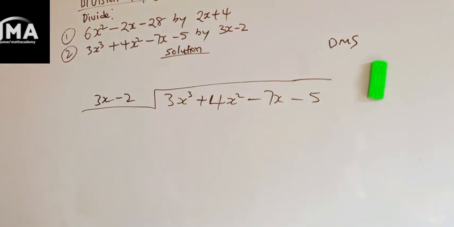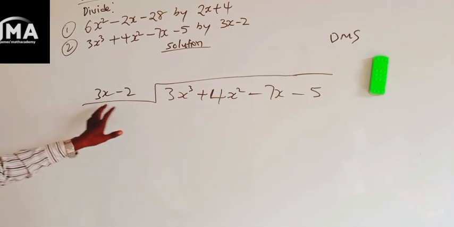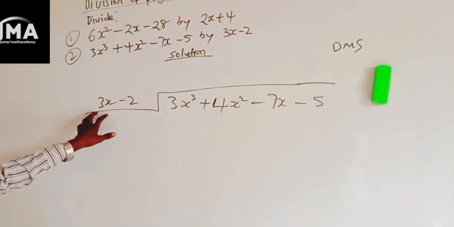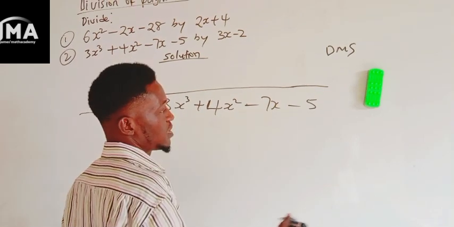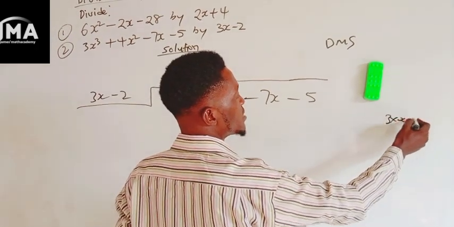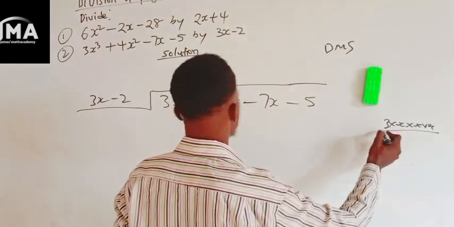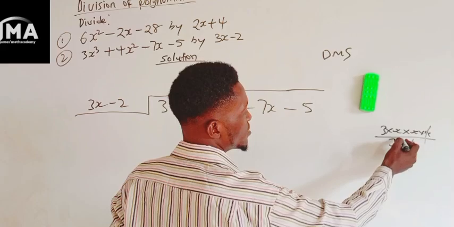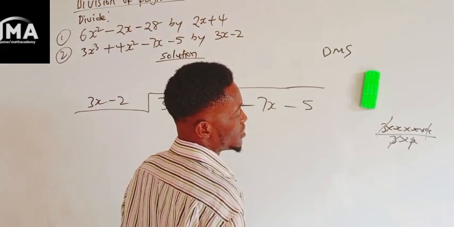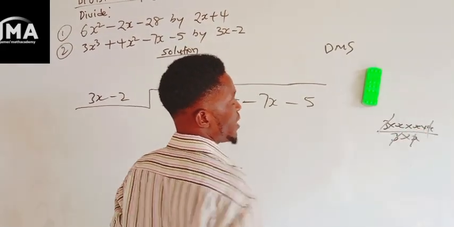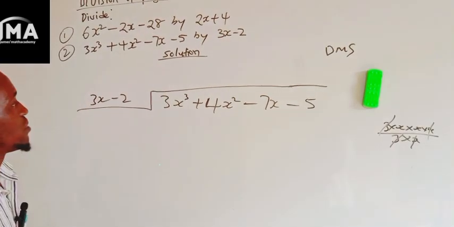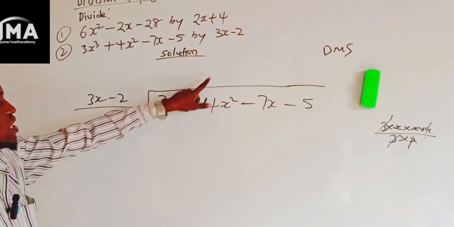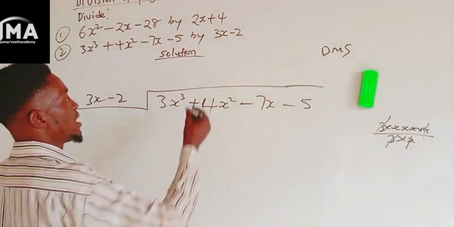So the first thing is to divide 3x cubed by 3x. 3x cubed is 3 times x times x times x, everything divided by 3x, which is 3 times x. So x cancels x, 3 cancels 3, and x times x is x squared. So x squared, we can't write here because this is our power of 3, so we're going to start from this side. So our answer here is what?